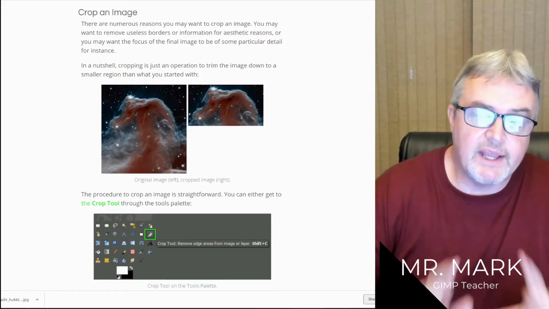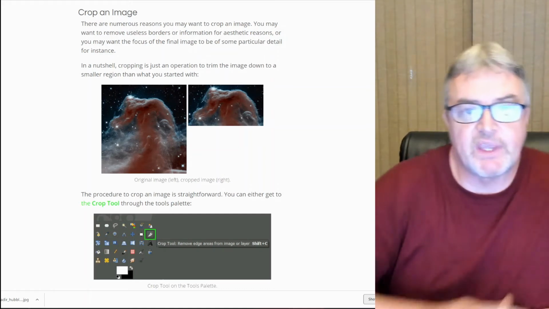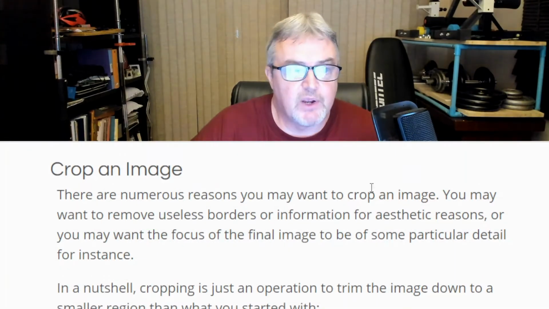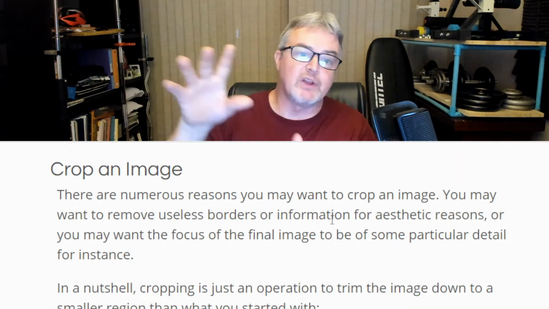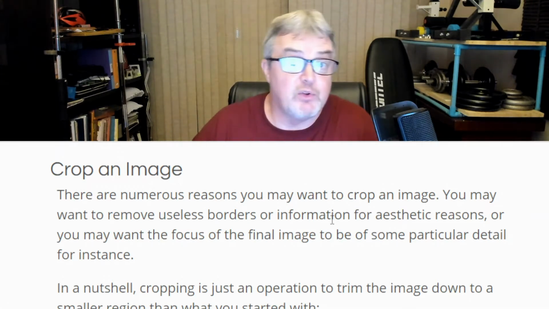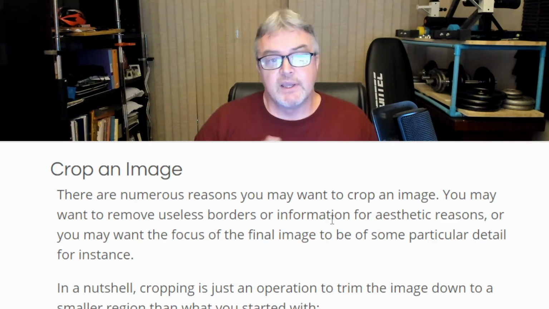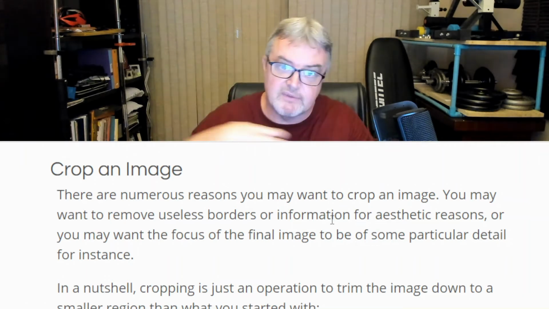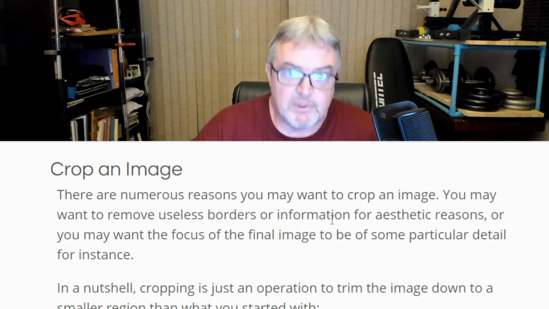Okay, so the next tutorial is going to be crop an image, and this is also part of the GIMP Quickies tutorials. According to the paragraph, there are numerous reasons why you may want to crop an image. Maybe you want to get rid of some useless borders on the outside, or some information in the image that you don't want to appear on whatever project you're working on. So all you're doing basically with cropping an image is just cutting out the piece that you want, more or less, and then using what you do want. And GIMP can do that too.